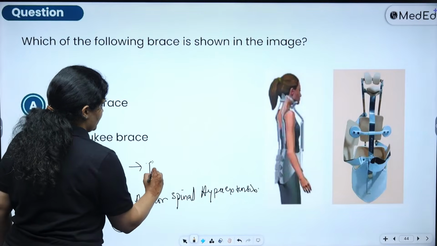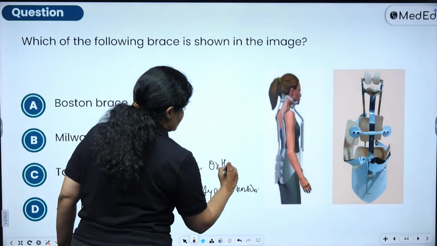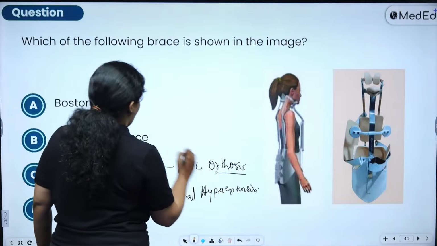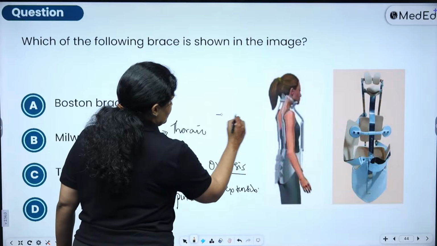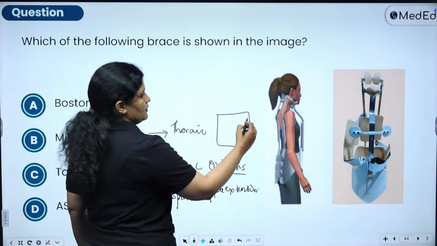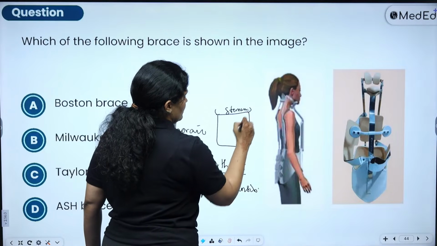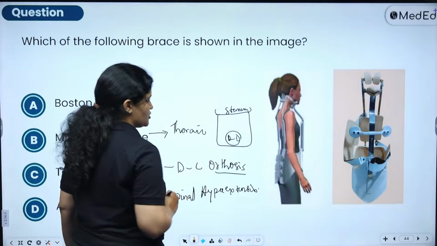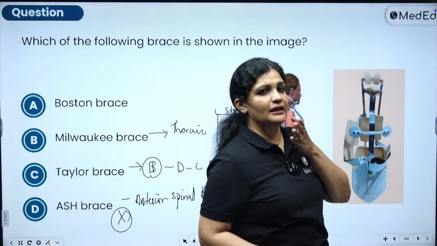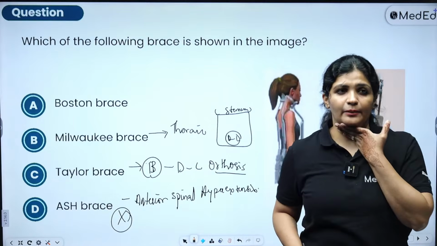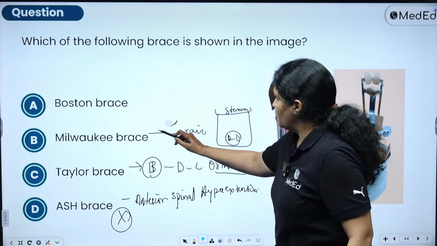Taylor's, I told you, is mainly used for TB and it is usually the dorsolumbar orthosis. And Boston is mainly for the thoracic orthosis, present from the thoracic level, from the sternum to the DL junction. That is your Boston brace. Whenever a brace extends up to the occiput and supports your mandible, that is called the Milwaukee brace. Sorry, Boston is thoracic.